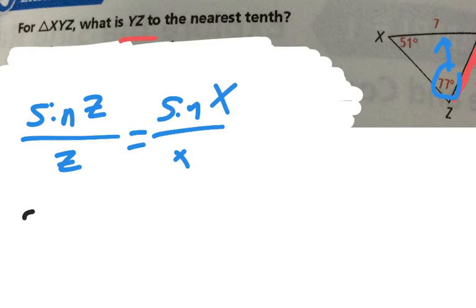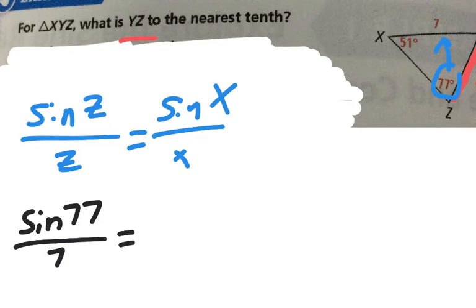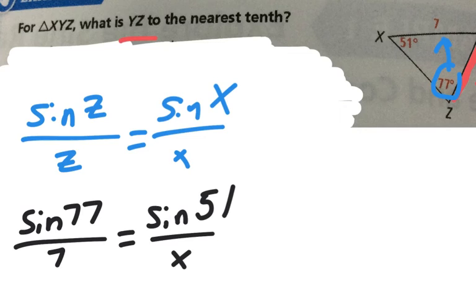So now if I plug in these values, what is angle Z? It is 77 divided by my side length z, which is 7. That must equal sine of angle X, which I know is 51, over the opposite side, which is x. When you set up these law of sines problems, you can only have one unknown. Like here is my one unknown. If I have more than one unknown, then I can't solve this law of sines problem.